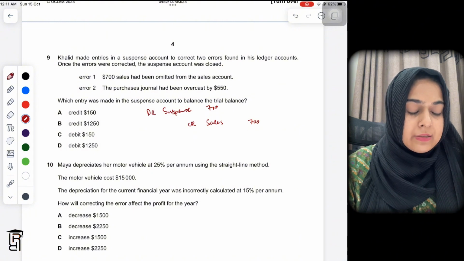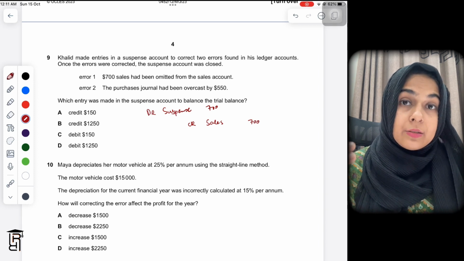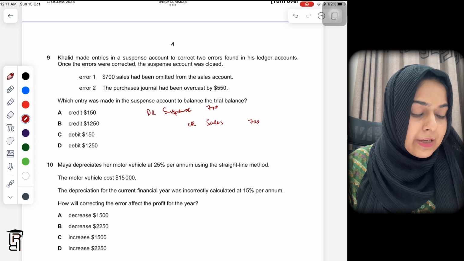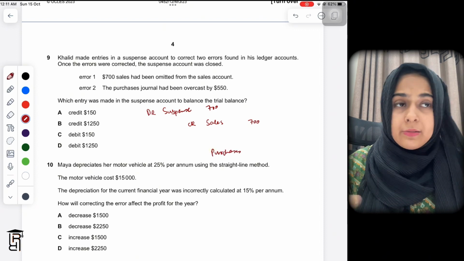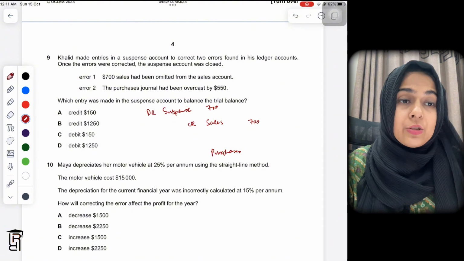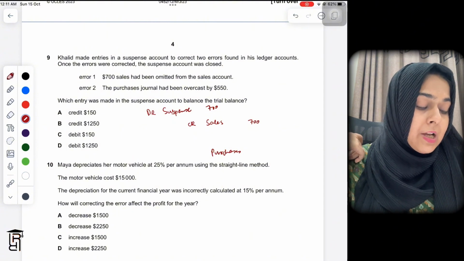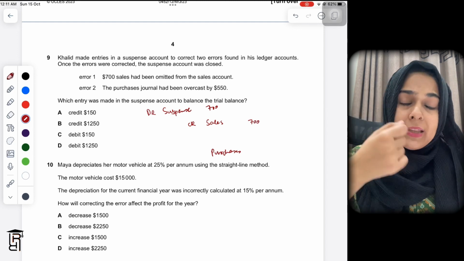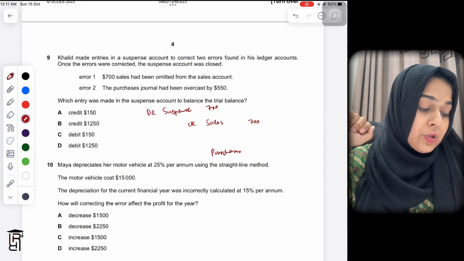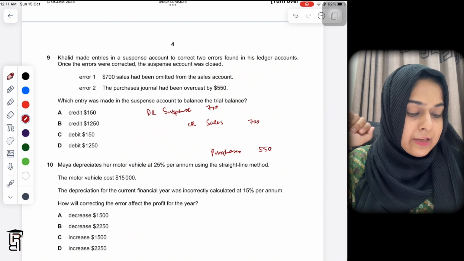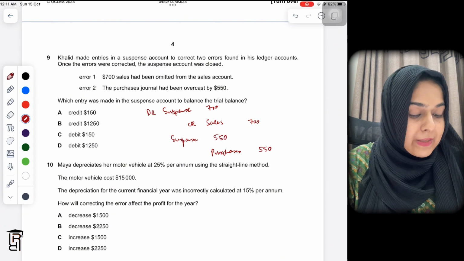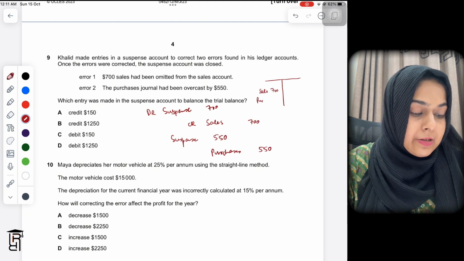And error number 2 is the purchases journal had been overcast by 550. So that means the total of the purchases is over added. To correct that, you need to credit purchases. Normally purchases is debited, but if purchases is over added, you need to credit the purchases account to remove the amount by which the purchases was over added. So you credit purchases by 550 and again you debit suspense by 550. So now suspense is debited twice here: sales 700 and purchases 550.